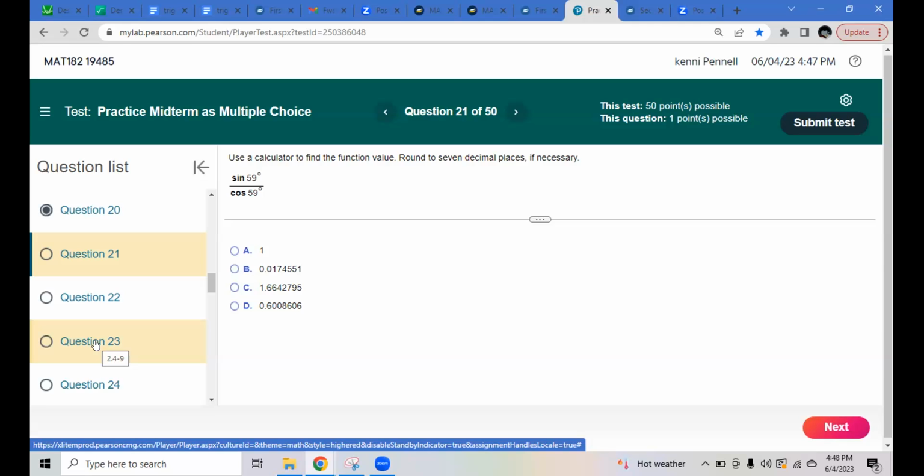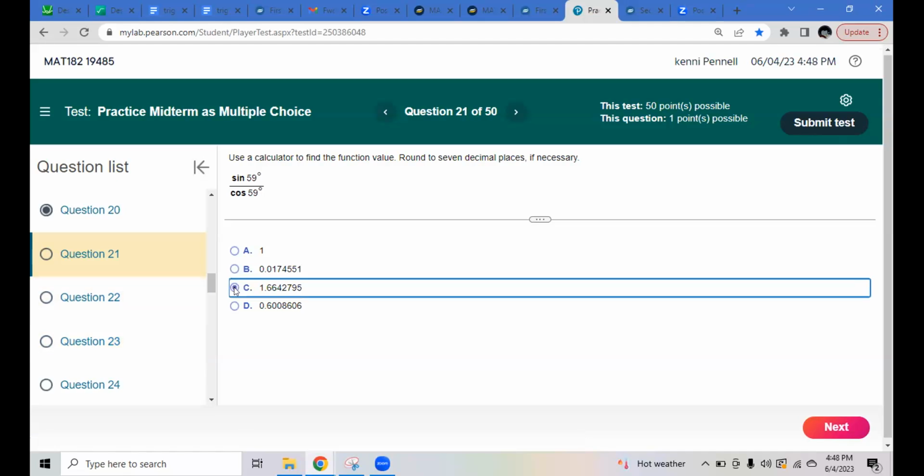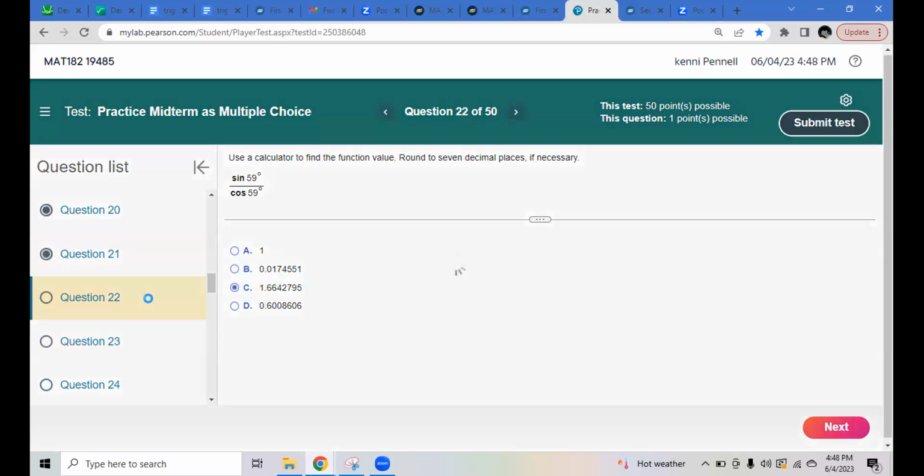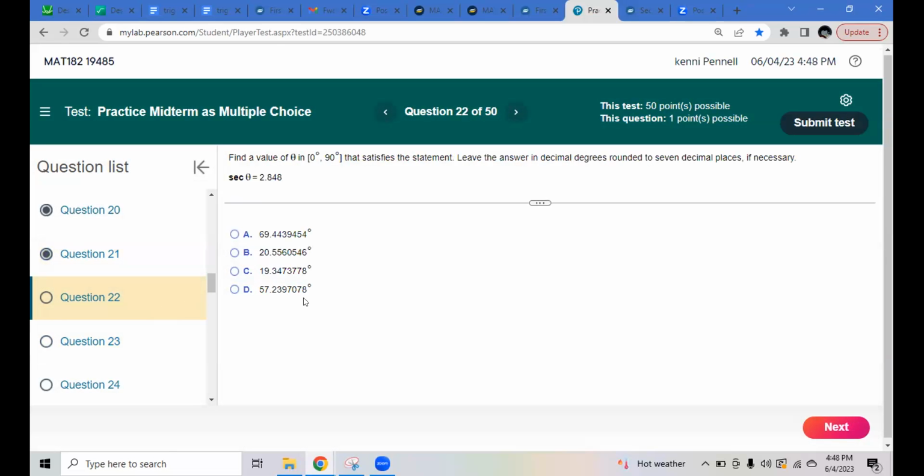And then divided by cosine 59. All right, so it's C. Okay, cool. How do I do this one? So you have to undo, like you just said, you have to write secant as 1 over cosine.